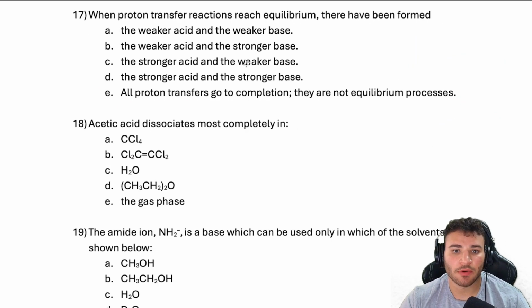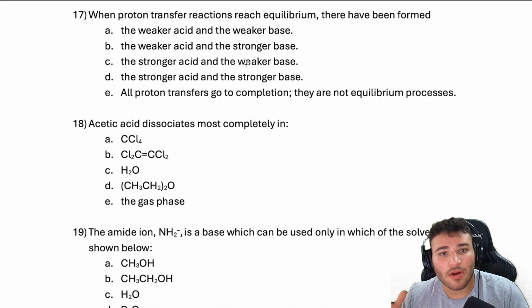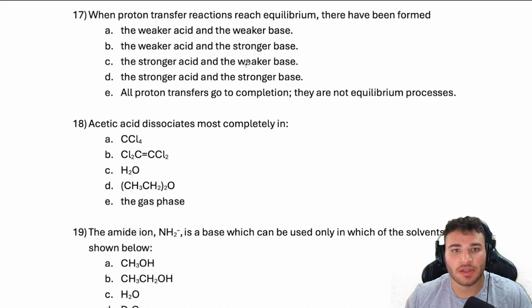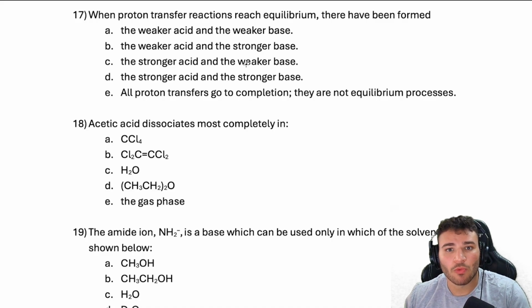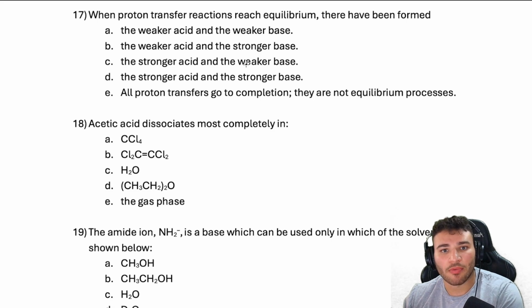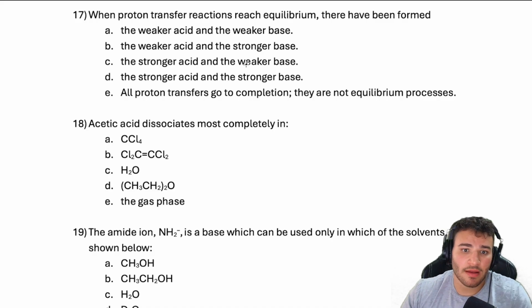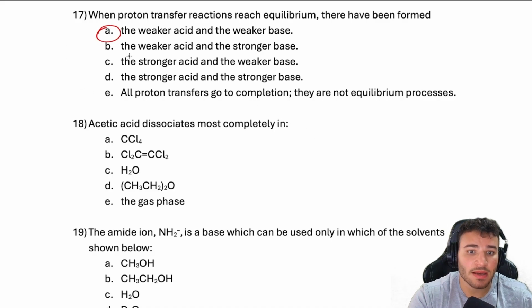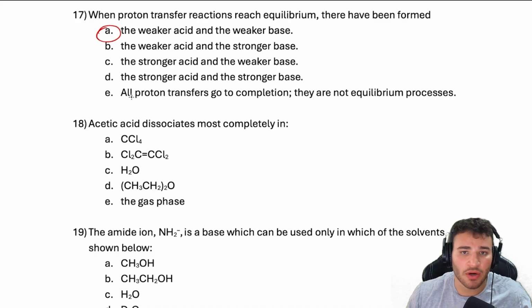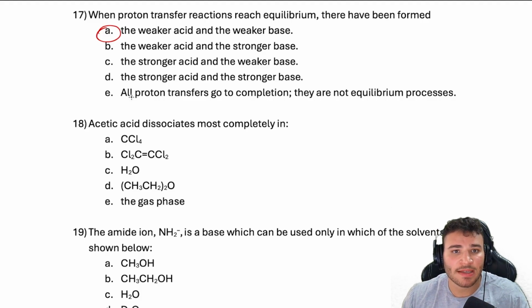In question 17, we're being asked when proton transfer reactions reach equilibrium, there have been formed the weaker acid and the weaker base. When reactions happen and they eventually are allowed to reach equilibrium, we want to go toward the products that are weaker as an acid and weaker as a base. In general, that's where the reaction is going to go toward. And so this is probably our answer. And it is, right? We don't want to favor stronger acids or stronger bases. That's just how the reactions happen. We want to favor weaker stuff.